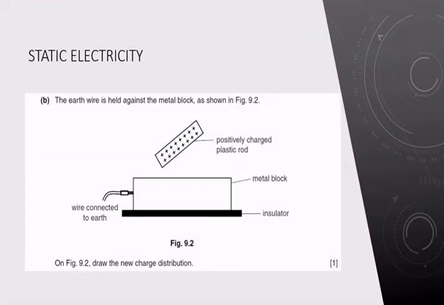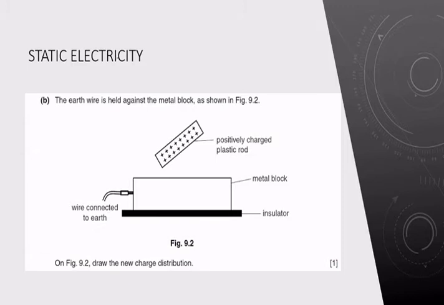Question 9b. The earth wire is held against the metal block as shown in figure 9.2. On figure 9.2, draw the new charge distribution.